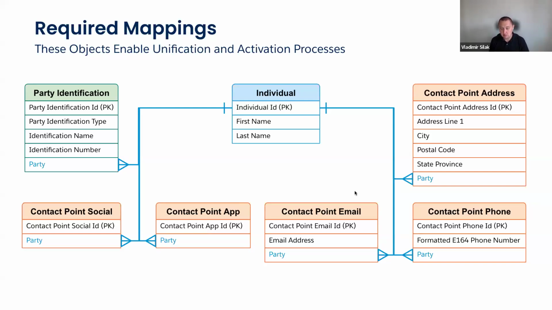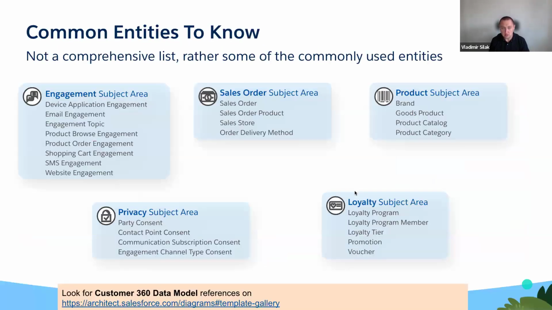Again, it's not mandatory, but if you configure identity resolution, you will be reminded of that again, that you need to map either individual and one of these contact point channels objects, or individual and party identification in order to do some kind of unification and resolution process altogether.